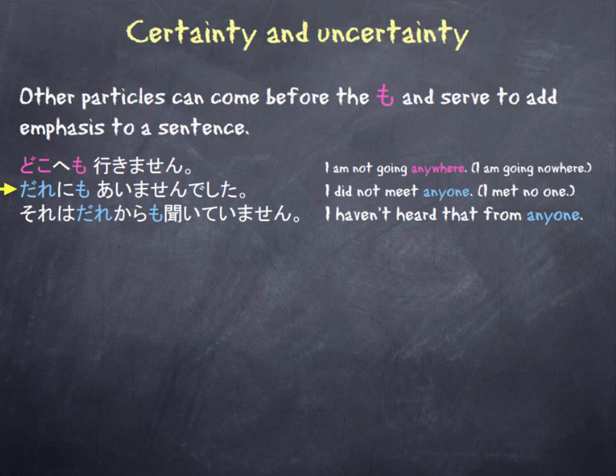Likewise, in the second example, I did not meet anyone. 誰にも会いませんでした. So again, it is still grammatically correct to omit the ni, but if we include it, what we're doing is adding emphasis to our sentence. I did not meet anyone. And in our final example, I haven't heard that from anyone. それは誰からも聞いていません. In this case, the kara is the from anyone, and it's required because we are saying from anyone, so we can't omit that kara.